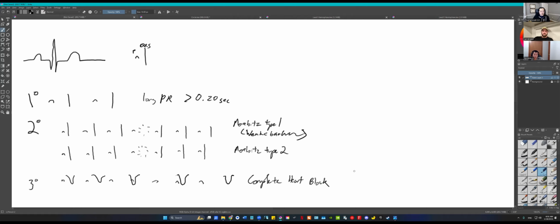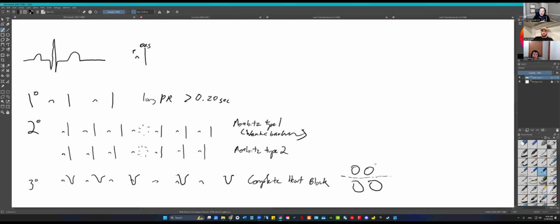That means there's a complete disconnect between the upper half of the heart and the lower half of the heart. A complete heart block is a signal block right across the middle. The ventricles and the atria just don't match anymore. That's why the P waves have their own tempo, and the QRSs have their own tempo.